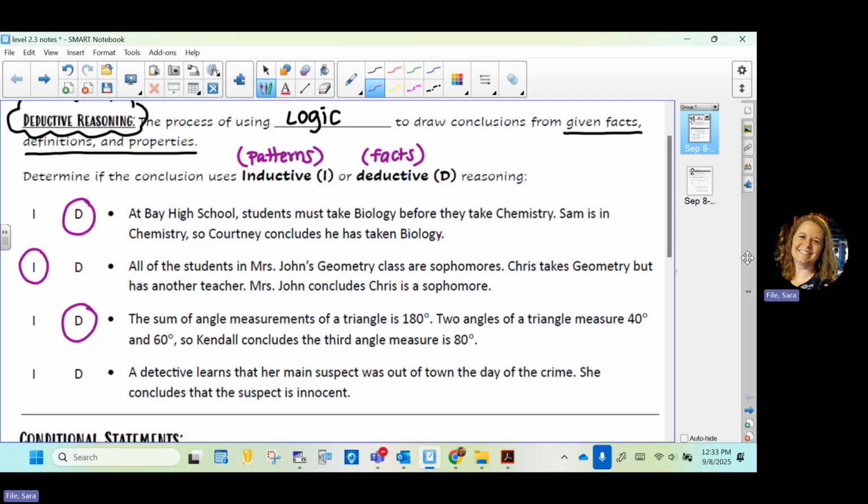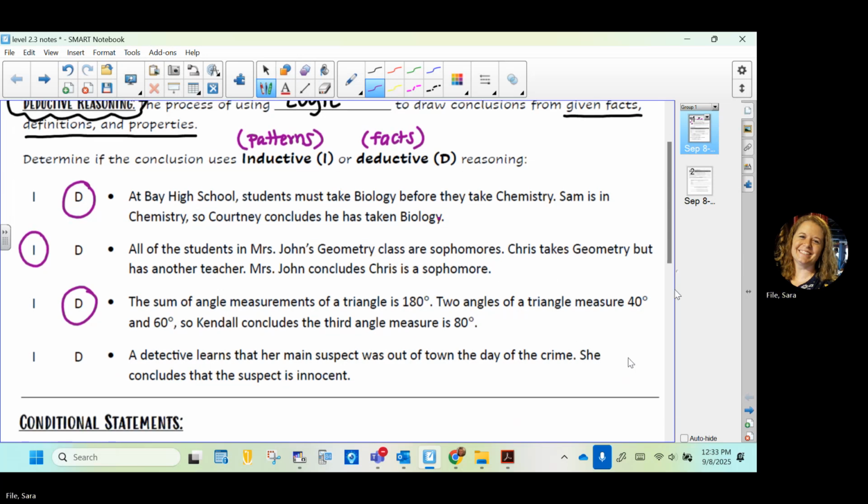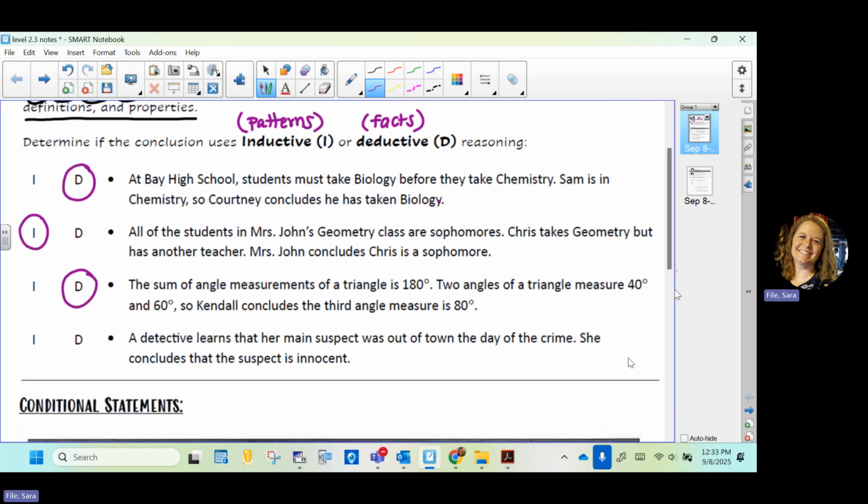A detective learns that her main suspect was out of town the day of the crime. She concludes that the suspect is innocent. Is that deductive or inductive reasoning? What do you think? She learns that he is out of town. That's a fact. So yes, that is deductive because she used the fact that he was out of town. Do we kind of understand the difference in deductive versus inductive?